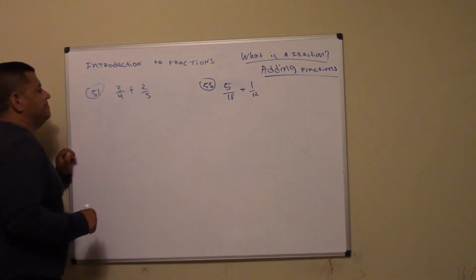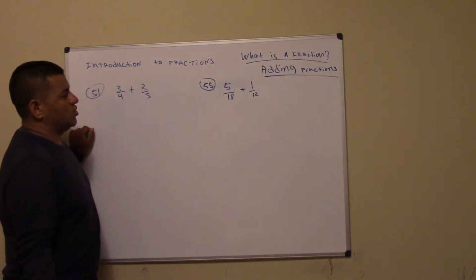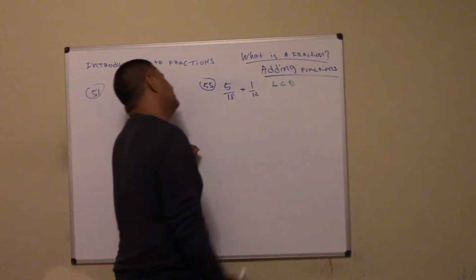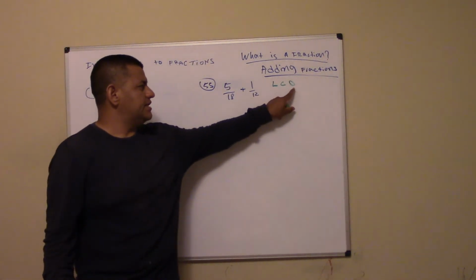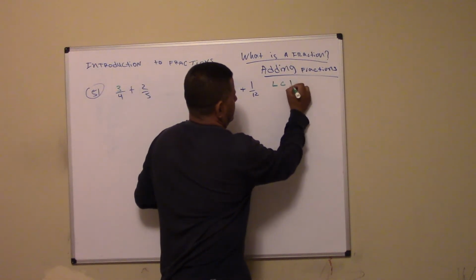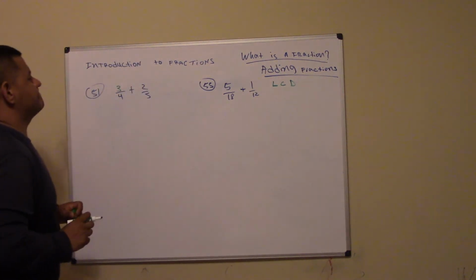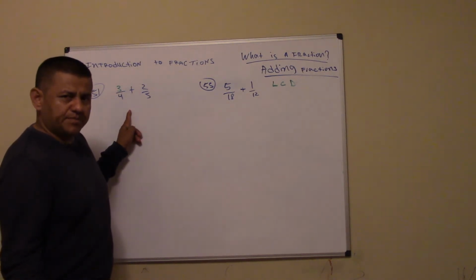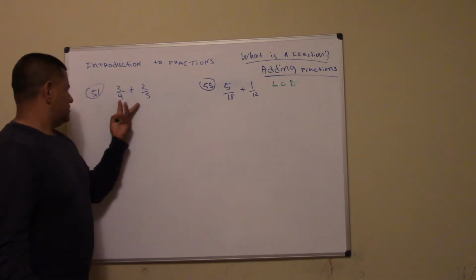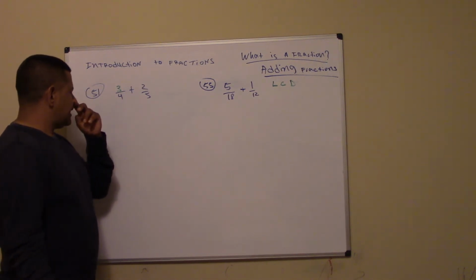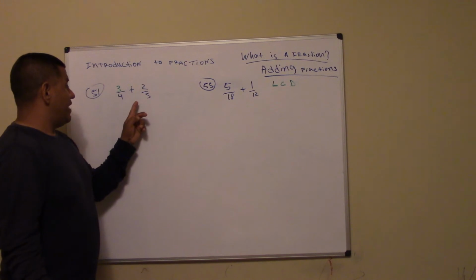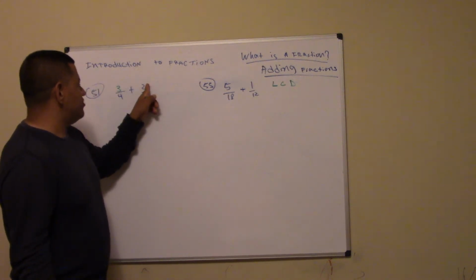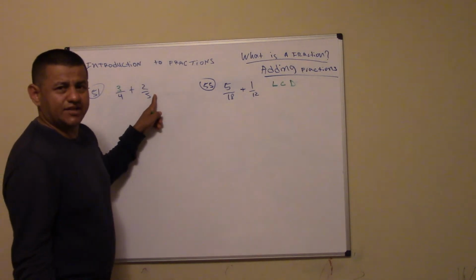So I have to find what is called the least common denominator, LCD. LCD stands for least common denominator. So what is the least common denominator? It is the least common multiple that I can get by multiplying these two numbers and getting the same number on the bottom. Remember, this is the numerator and this is the denominator. The bottom is the denominator.